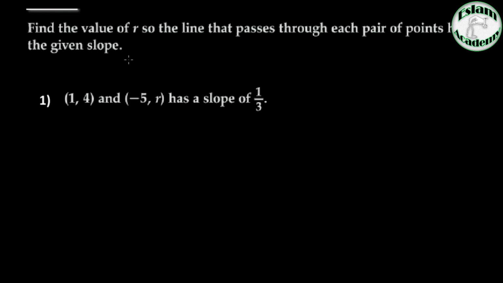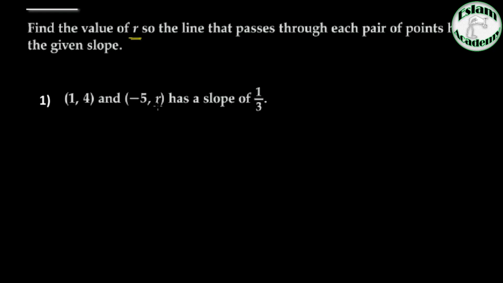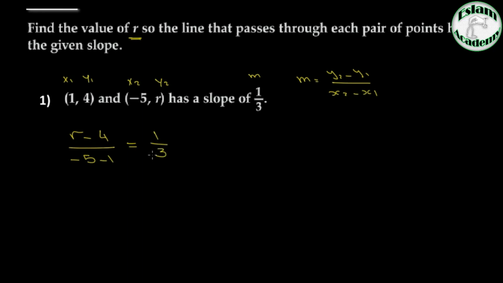Now the last part in our lesson today: how we can find the value of one of the coordinates if the given is the slope and 2 points. Question number 1, we have the points (1, 4) and (-5, r), and the slope is 1 over 3. All we know is that the slope is equal to y2 minus y1 over x2 minus x1. So we have x1 and y1, that's x2 and that's y2, and that's the slope. We can start from r minus 4 over negative 5 minus 1 is equal to the slope, which is 1 over 3.